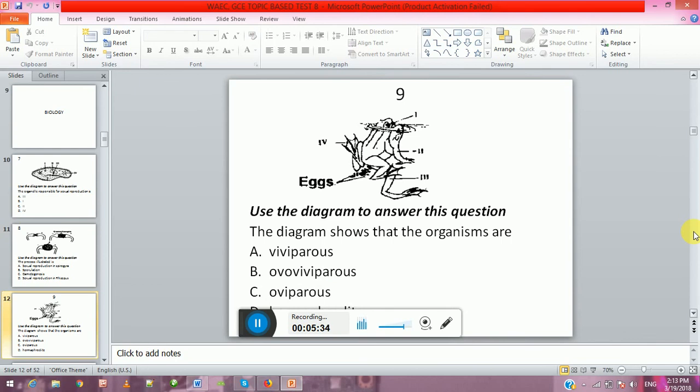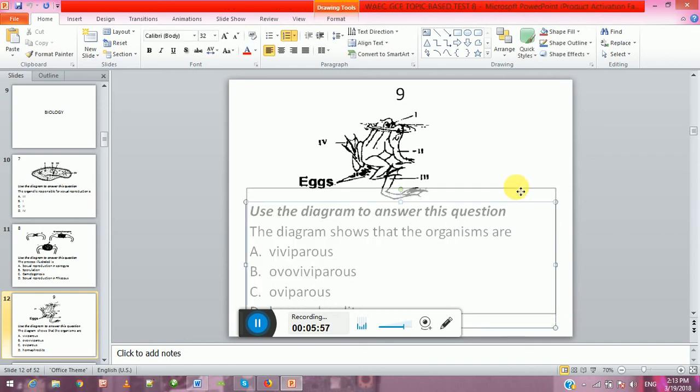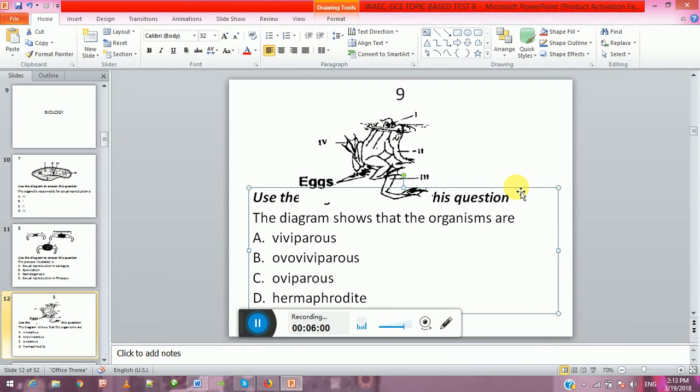Use the diagram to answer these questions. The diagram shows that the organisms are A. Viviparous, B. Ovoviviparous, C. Oviparous, and D. Hermaphrodite.